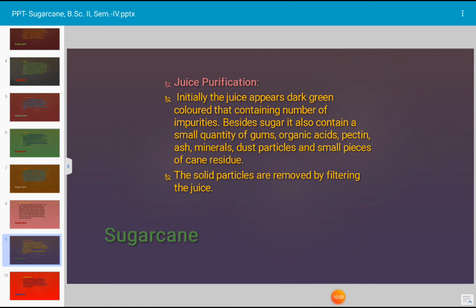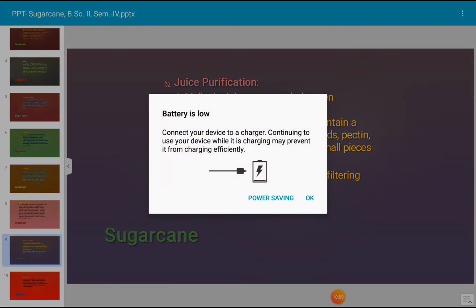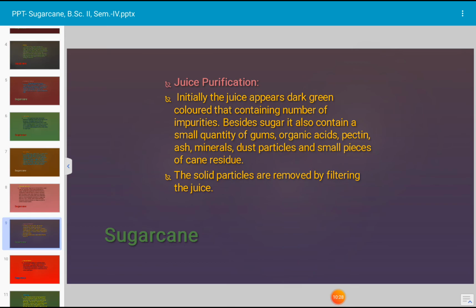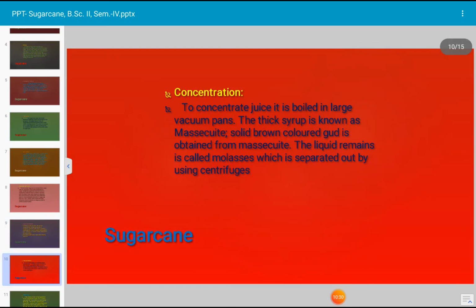Lime is calcium carbonate. The lime, that is calcium carbonate, is also added to prevent sucrose from being converted into some inferior sugars. Other compounds like sulfur dioxide, sodium carbonate, carbon dioxide and phosphoric acid are also added to the cane juice to precipitate the non-sugars. Next, let us see the concentration of juice.